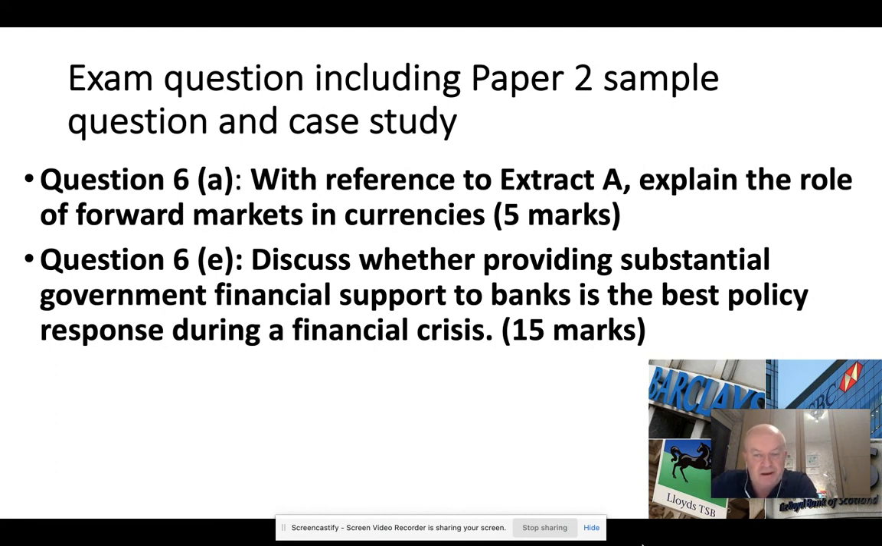And then another example there of a 15-marker: discuss whether providing substantial government financial support to banks is the best policy during a financial crisis. So in some cases, again, just a typical example of questions. I'm not asking you to do them necessarily at this stage, but certainly you could be thinking about how you might go about answering both that 5-marker and that 15-marker.